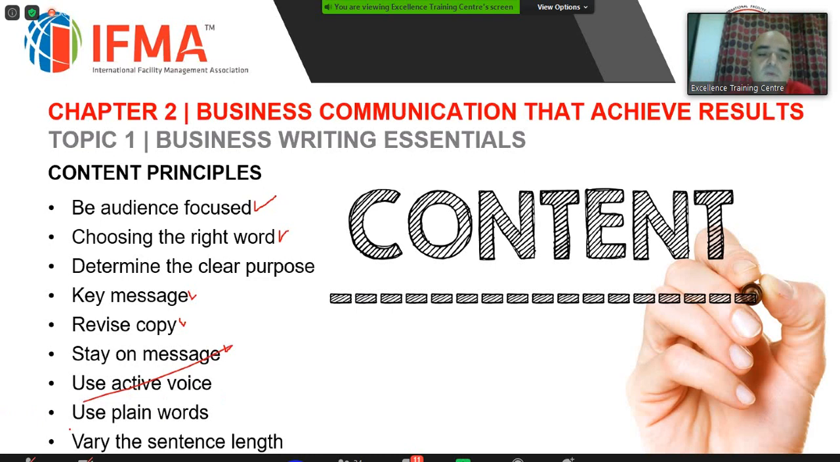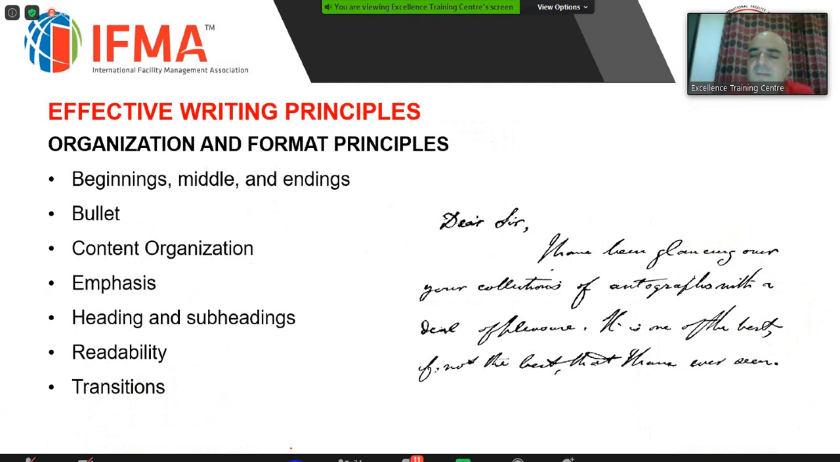And it says use active voice, use plain words, vary the sentence length. Don't be monotonous. So these again are simple concepts which we learned even in middle school, but here they are emphasizing them on communication. You should have proper beginning, middle, and endings. Better to keep information in bullets, things that you need to highlight. You organize your content. As I said, many times you see emails from people with no clear requirement or no clear image. You have to be concise and clear about what you're trying to communicate. If you want to emphasize something, highlight it. The readability should be there, and proper transitions between sentences, between paragraphs, and so on.